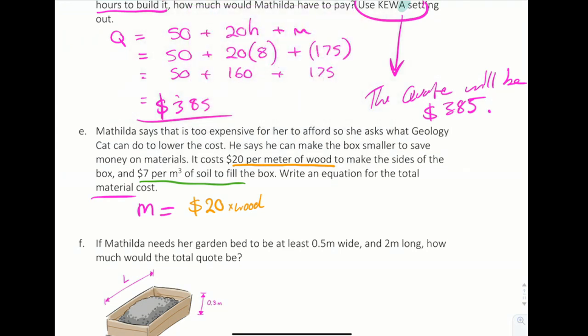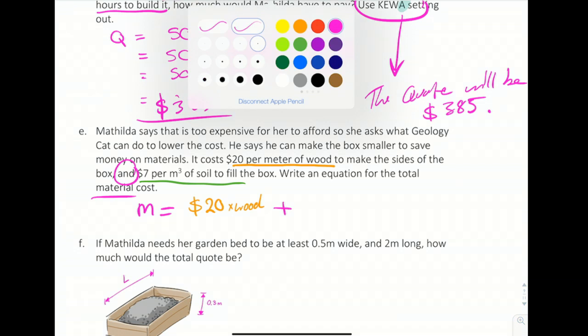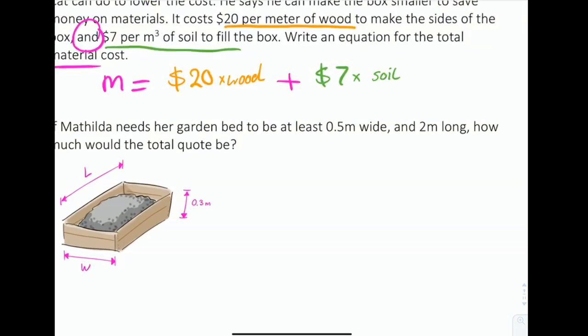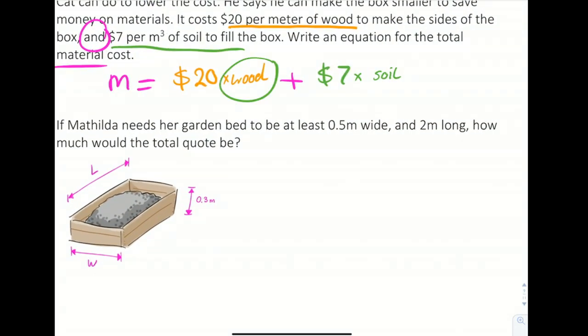Then I can see the word and, so I'll use the plus sign for and. Then we have the information there, $7 per meter of soil. So I might say $7 for the amount of soil. Okay, so I've got a little equation there going. Again, you could use a letter for wood, and a different letter for soil. So W and S, perhaps.